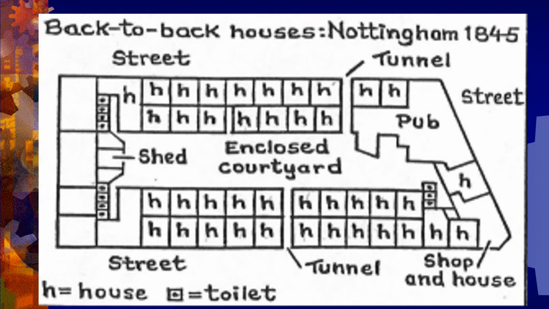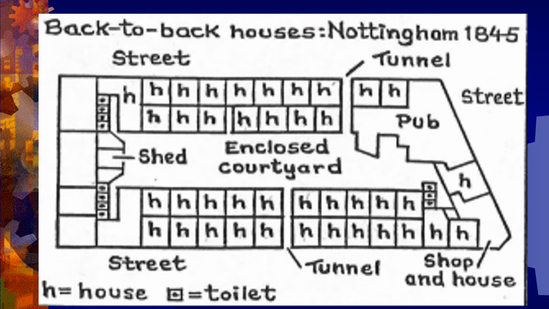This here gives you an idea of Nottingham in 1845 of the back-to-back houses, so how close the houses were together. You'll see the H stands for house, where families would potentially live in. You have the pub in the corner. Now, the pub was actually a way for a lot of working class people to try and forget about their problems and go and get drunk quite a bit. They would rely heavily on alcohol to try and forget about the issues that they're facing, which obviously caused health issues as well.